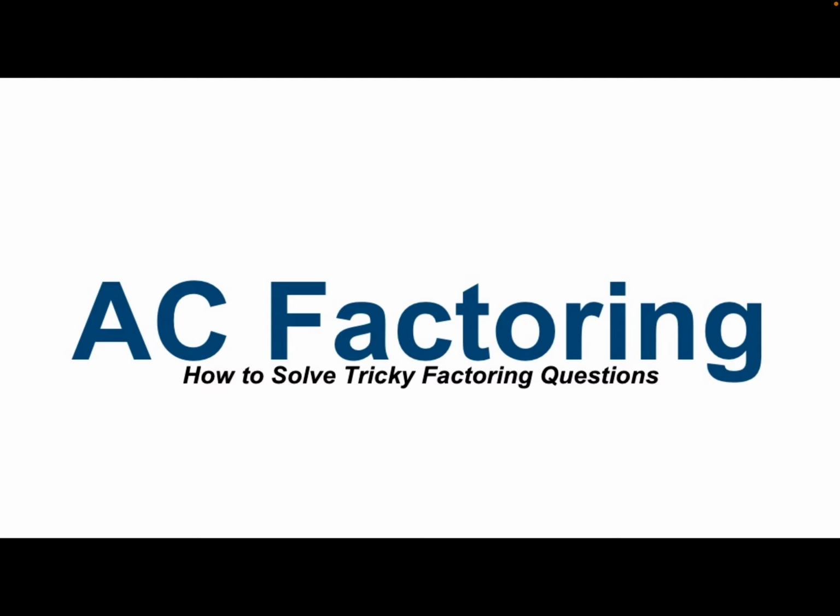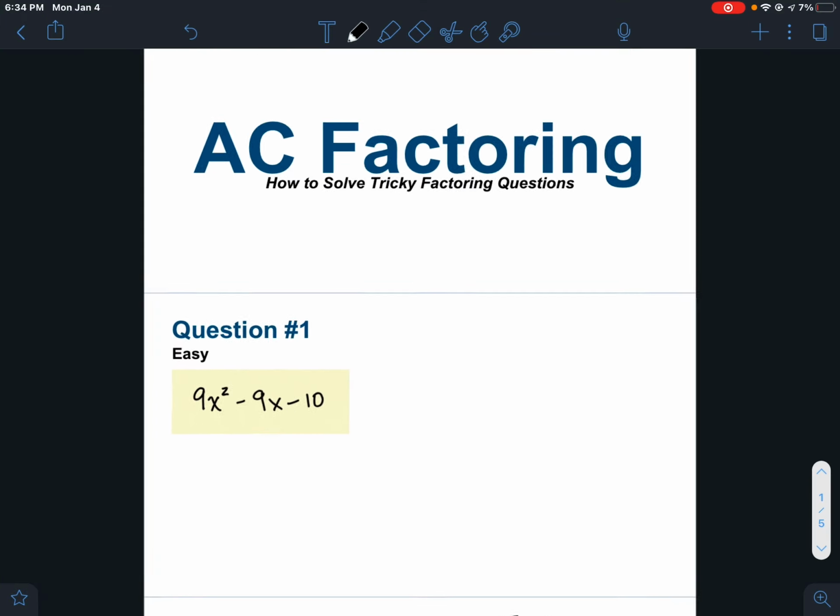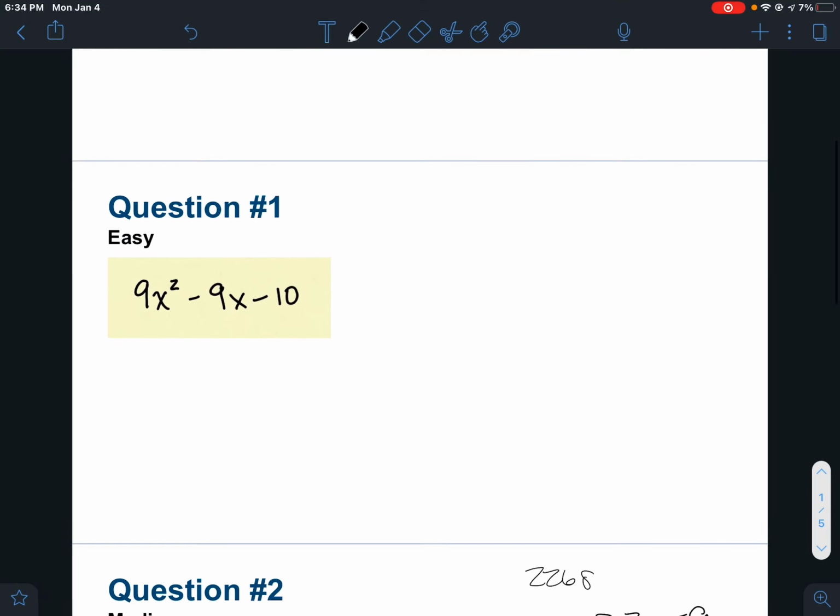To put it simply, this is going to be used when the coefficient of an A value is more than 1. That might not make sense to you right now, but I am going to show you a few examples where you're going to need to know how to do this method in order to factor. This is something you're really going to want to know, especially for the SAT and the ACT, but in general for your math classes. So let's go ahead and bring up Notability so we can do some questions.